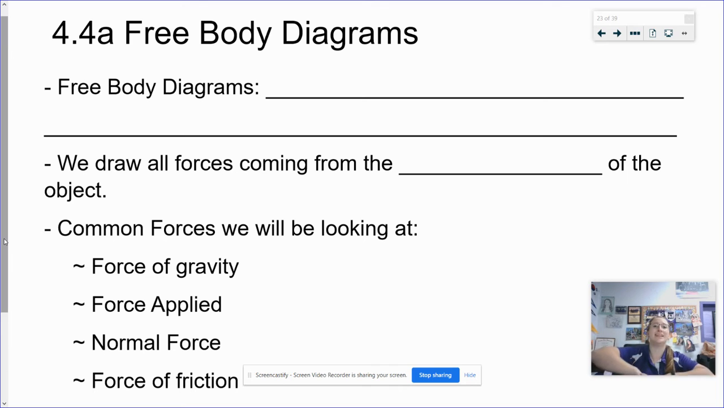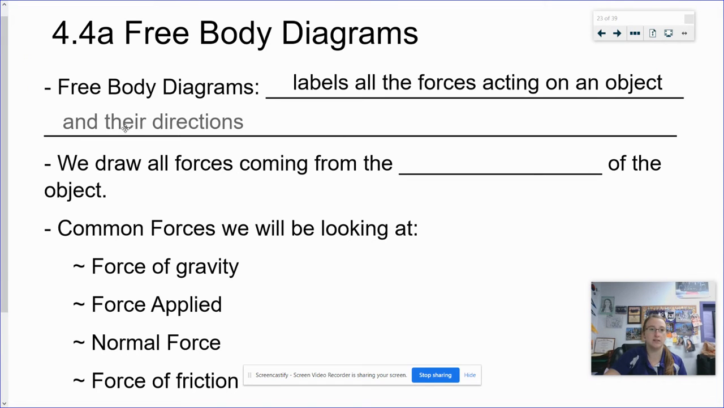It's the picture we need to make to break down all the forces that are acting on an object. So a free body diagram, or an FBD, I'll call it, labels all the forces acting on an object and, more importantly, their directions. Remember that force is a vector, which means it has magnitude, how hard the force is acting on something, as well as direction. Because if I'm pushing in this direction with a force versus pushing in this direction with a force, that's very much so going to affect the motion of my object.